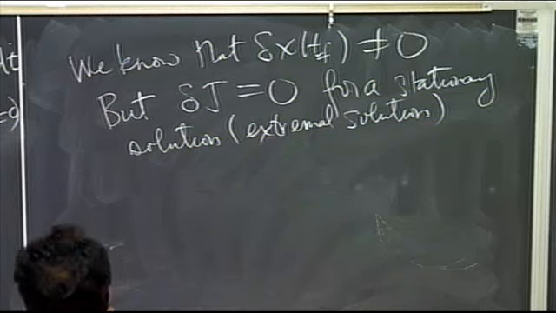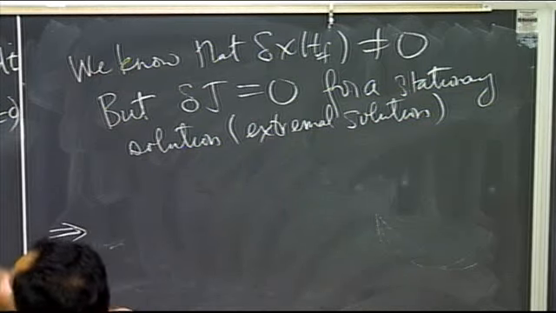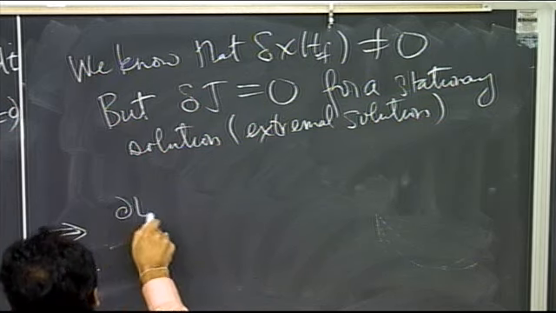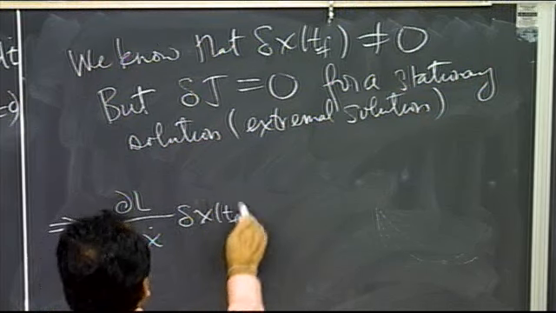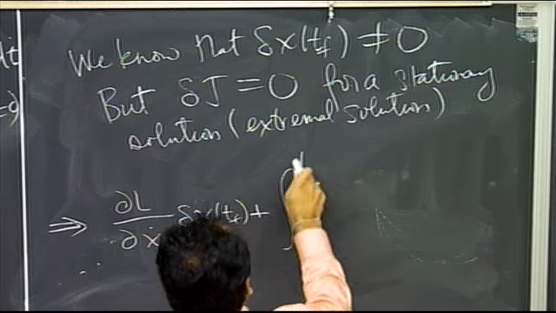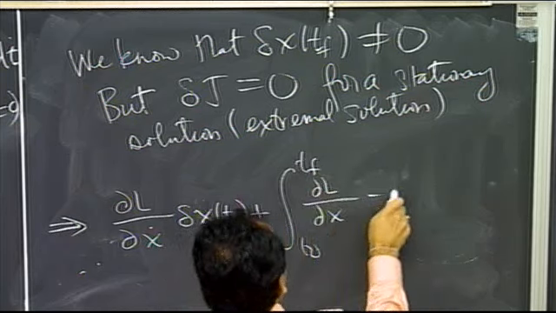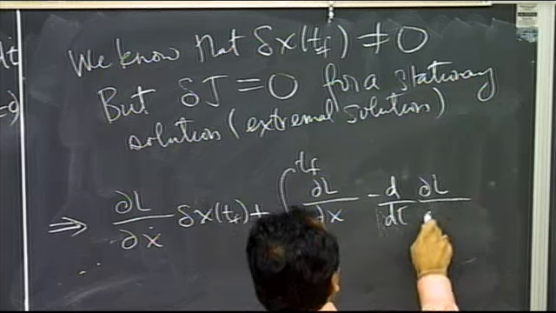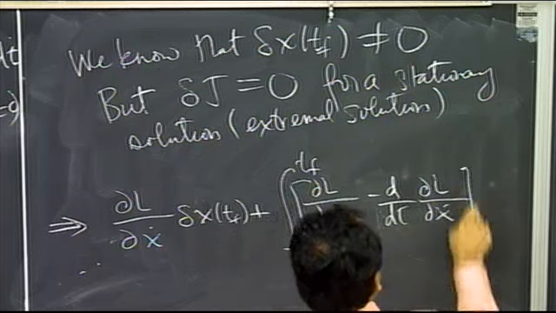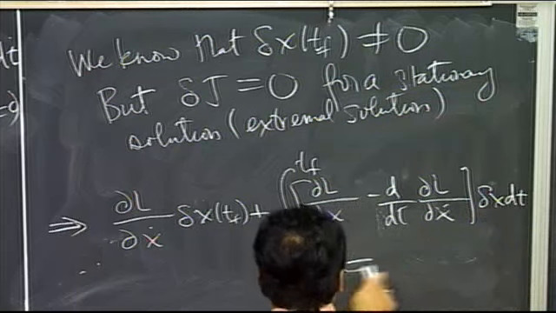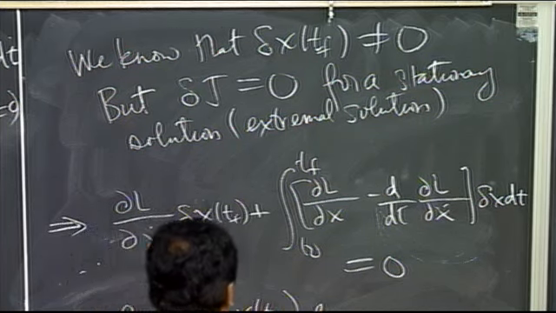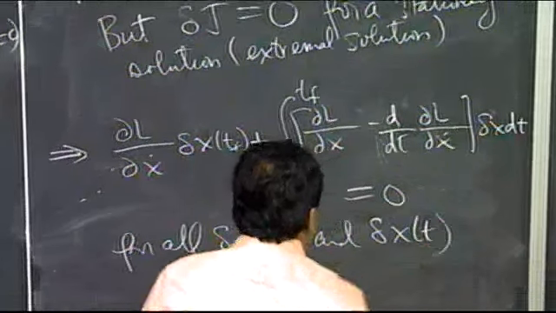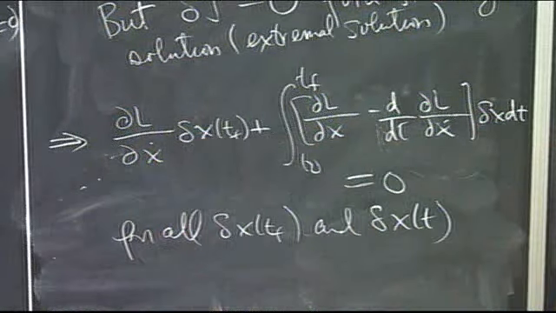So if the variation in J is equal to 0, it means that this whole thing has to be 0. It means that the partial of L with respect to x dot times the variation in x at tf, plus the integral from t0 to tf of the partial of L with respect to x minus d/dt of the partial of L with respect to x dot, this whole thing times the variation in x, dt, has to equal 0 for all variations in x at tf and variations in x at t. No matter what those variations are, this thing has to equal 0. What's the only way that that can equal 0?